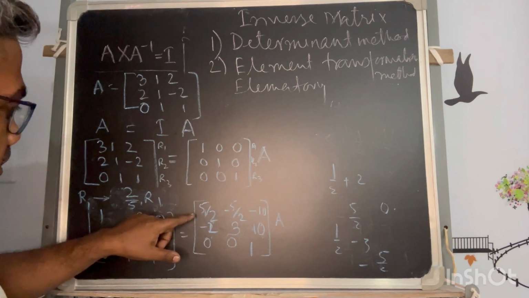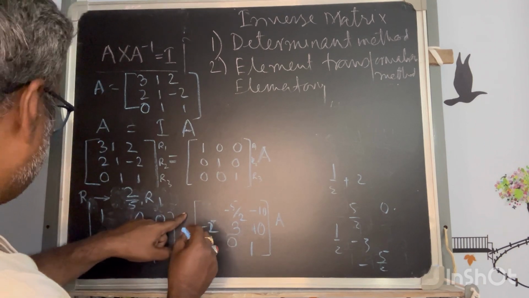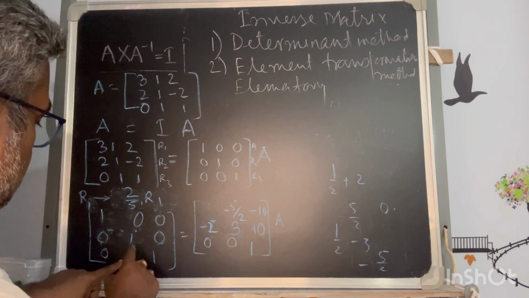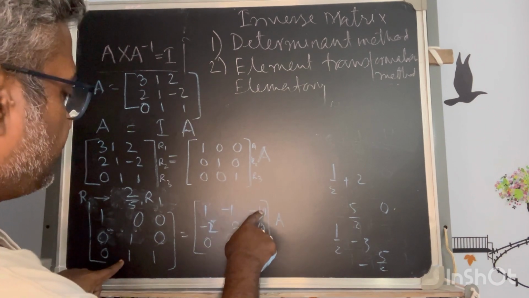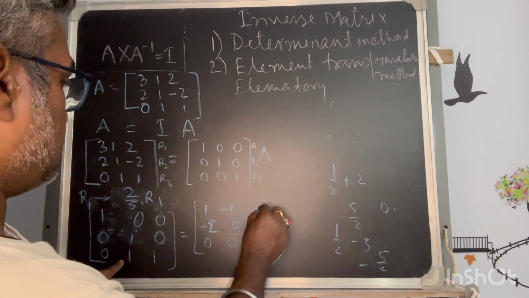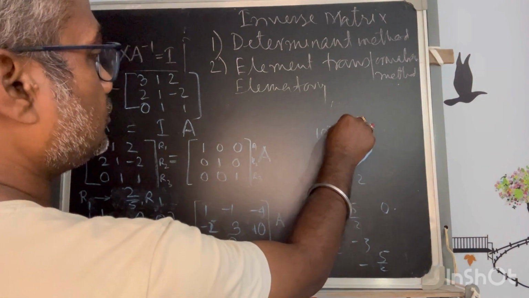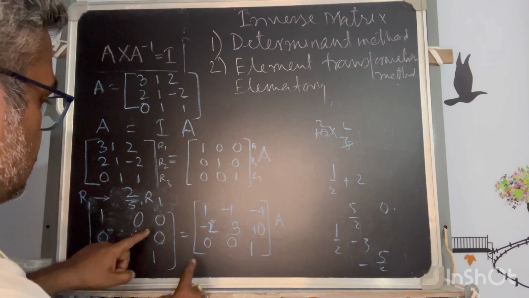So what I do, 2 by 5 I am multiplying. So the same operation will be carried here. So this is 2 by 5. This is changed into this. This is 1. This is minus 1. 2 by 5 means 2, that means 4. And this will become 4. So 10 into 2 by 5, that is equal to 4. Minus is there. So this is the change.